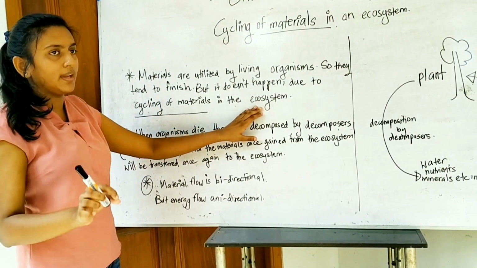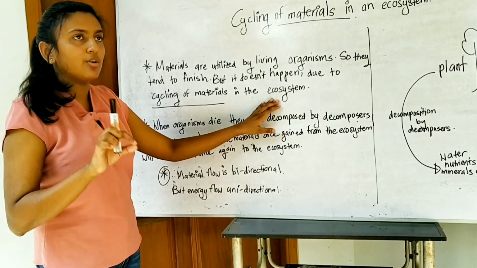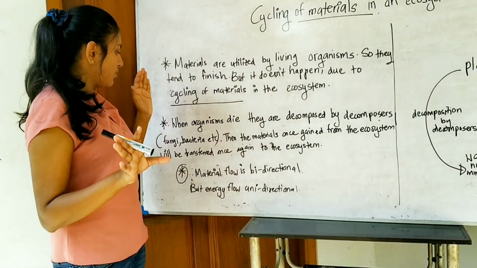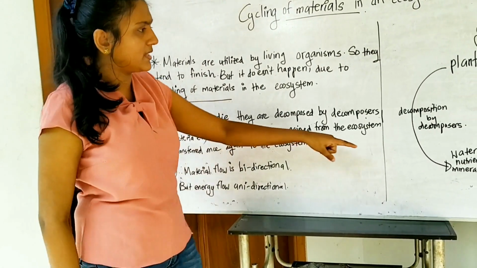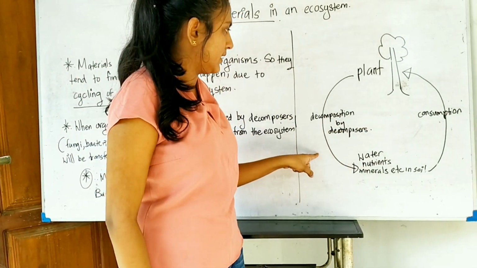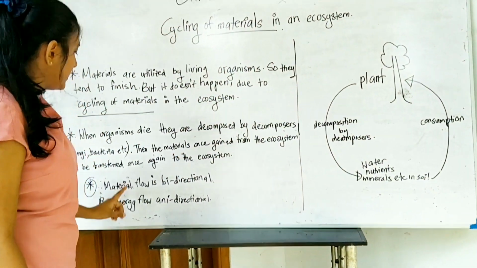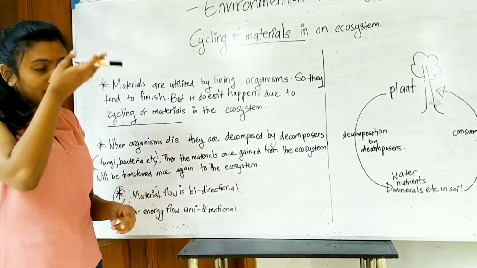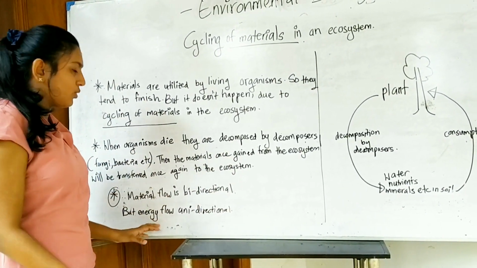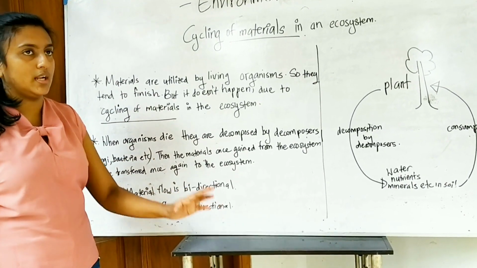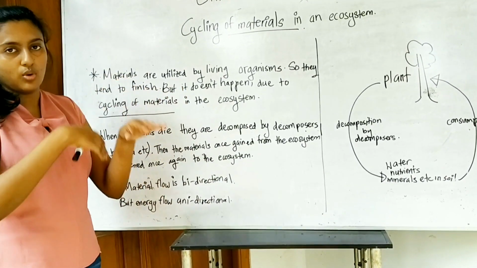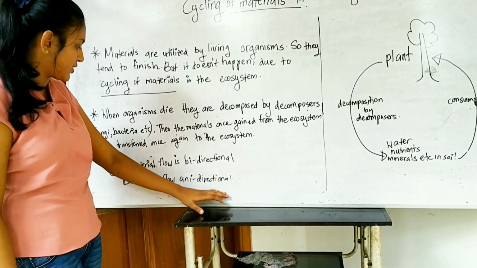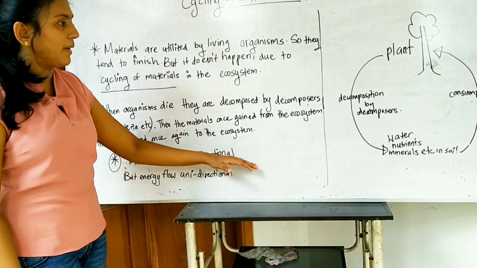This is the reason why materials do not finish. The amount of materials present in an ecosystem does not finish. When we consider this, we can see that there are two directions, which is why we say that material flow is bidirectional. But energy flow, as we said earlier, is unidirectional. It is never restored back. Once lost, it is lost. So energy flow is unidirectional while material flow is bidirectional.